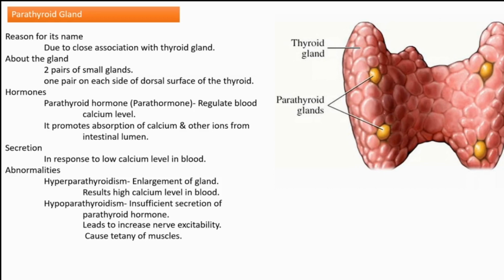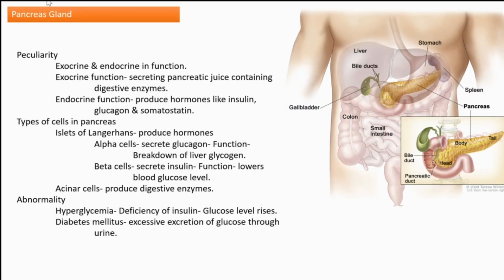Uncontrolled nerve contraction, nerve excitability may occur, and that may ultimately result in the tetany of muscles, as a result of hypoparathyroidism. Next, another gland, the pancreas gland.